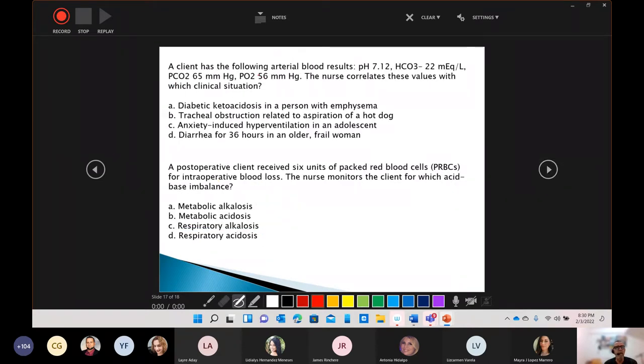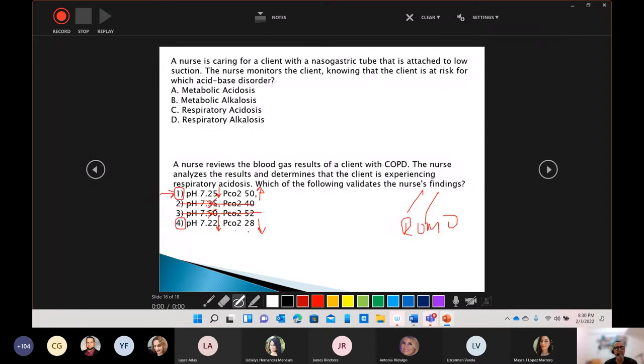For NCLEX, going too deep into whether there is compensation or no compensation, always there is compensation. Very rarely there is no compensation. Always the patient is trying to survive. What they really can ask you is, in metabolic acidosis, how does the client compensate? It is an NCLEX question. And you need to say, compensate by hyperventilating, eliminating the only acid that you can eliminate, the CO2. And this is called Kussmaul respiration.